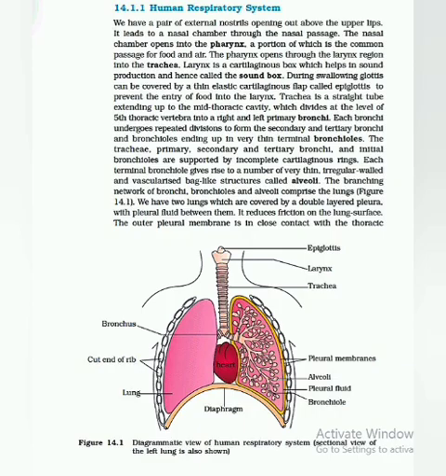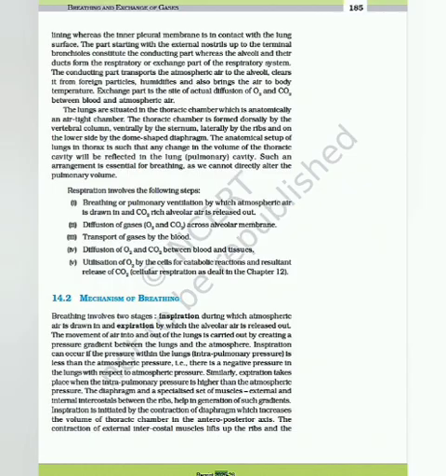The trachea, primary, secondary, and tertiary bronchi, and initial bronchioles, as well as terminal bronchioles, are lined by the number of very thin, irregular-walled and vascularized bag-like structures called alveoli. The branching network of bronchi, bronchioles, and alveoli comprise the lung. We have two lungs which are covered by a double-layered pleura with pleural fluid between them. It reduces friction on the lung surface. The outer pleural membrane is in close contact with the thoracic lining, whereas the inner pleural membrane is in contact with the lung surface.